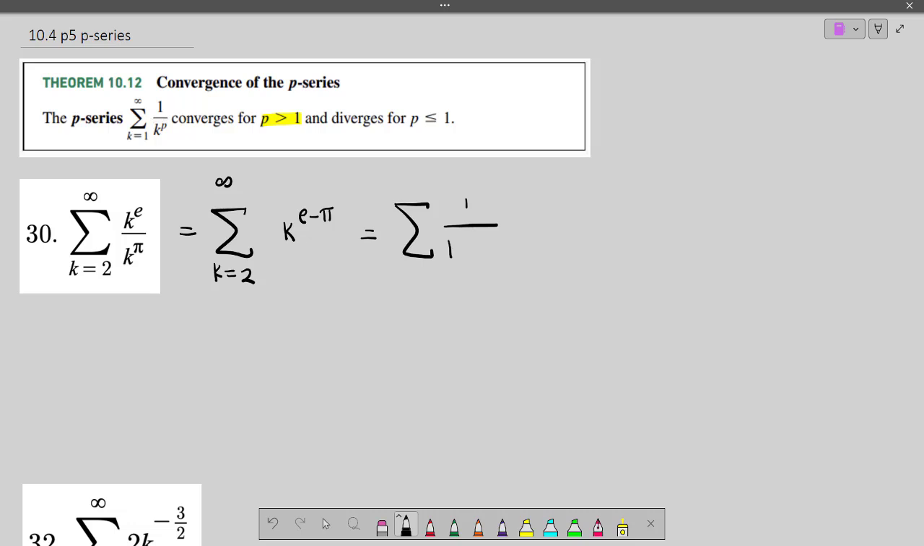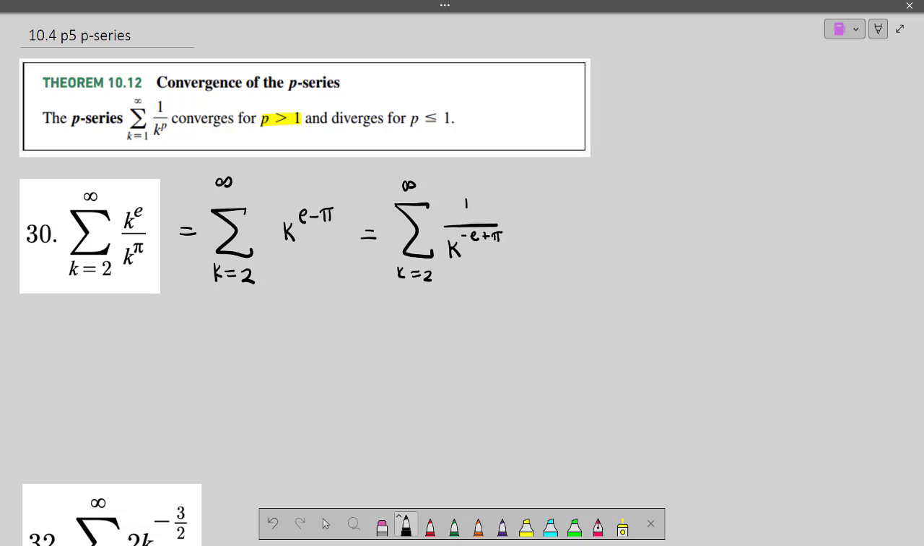So this is going to be k to the negative e plus pi? Yes, exactly. So we multiply that by negative 1. Negative e plus pi. And k will still be 2 to infinity. Yes. Perfect. So that is the new exponent.